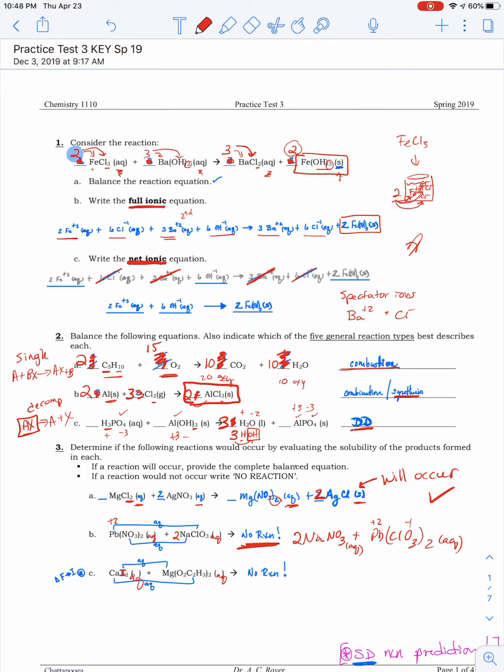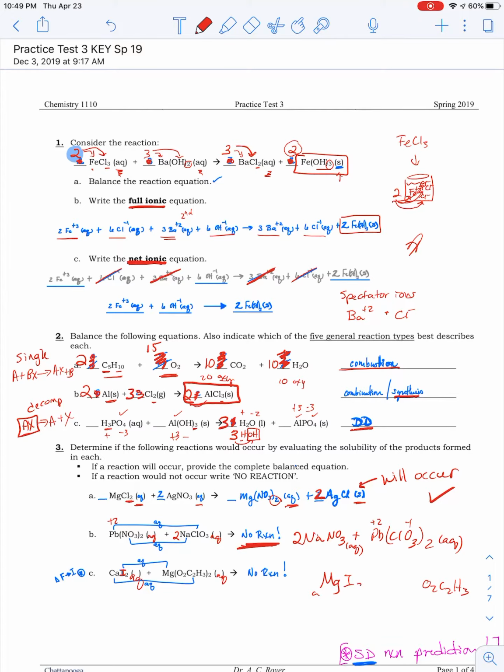And then this one, this is Ca(O2C2H3)2 plus MgI2. Oh, I meant to keep the negatives. Hold on, I'm going to do it where I keep the negatives. So I have I, and then I have O2C2H3. That's acetate, by the way. It has a -1 charge.